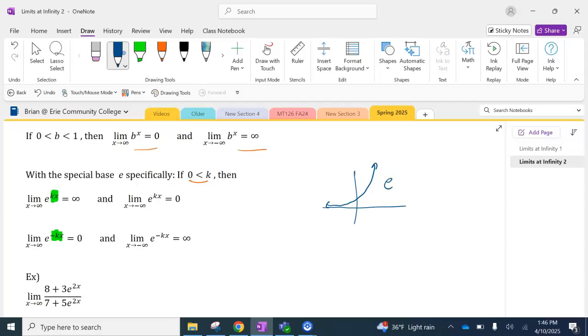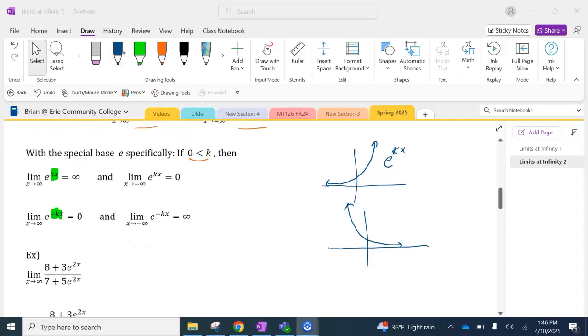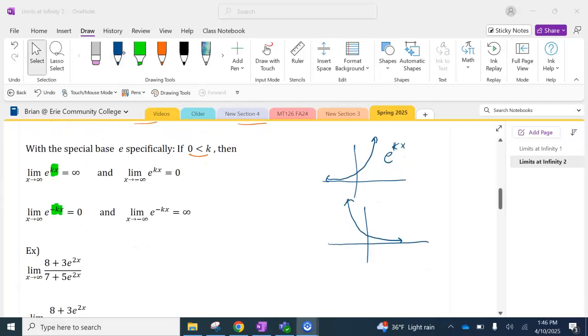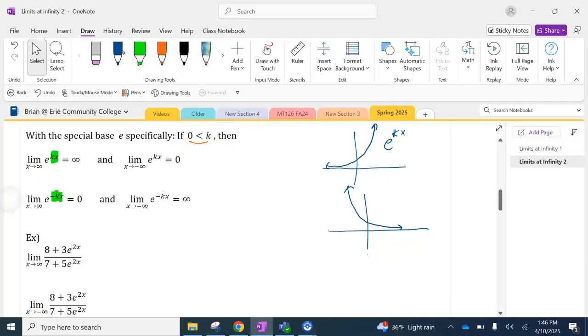If you're talking about e to the negative kx, it's going to be exponential decay, because again, that's going to be 1 over e to the positive kx. And we're going to be in this scenario. Hopefully that's clear from the graphs, this is what we have going on here for powers of e, or limits at infinity involving e, possibly raised to numerical powers times x.